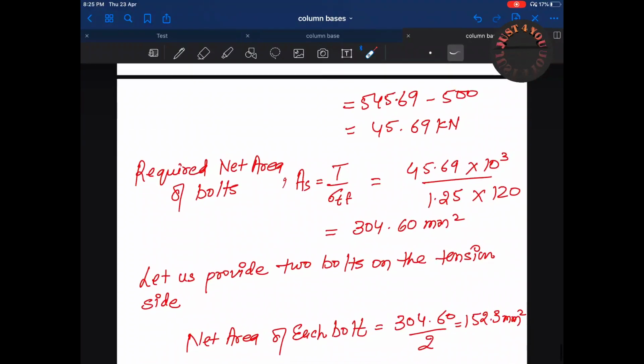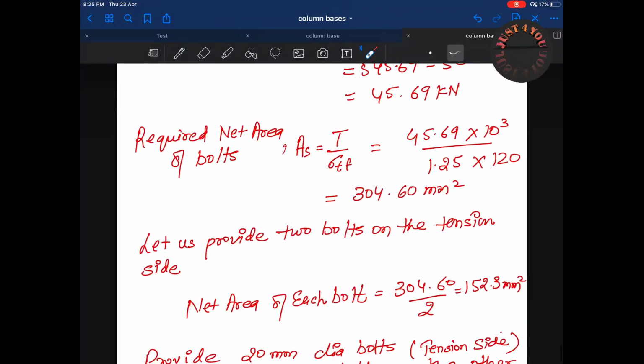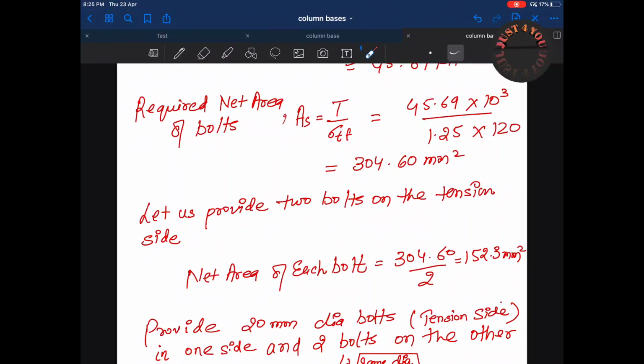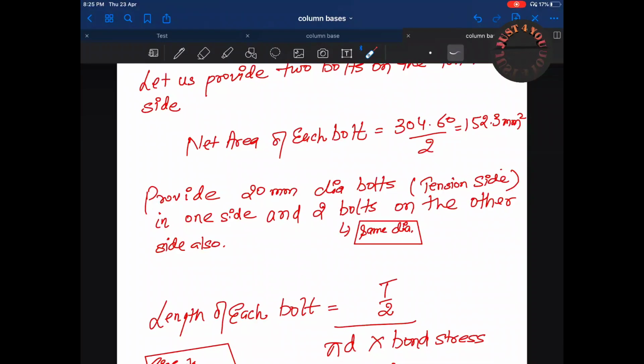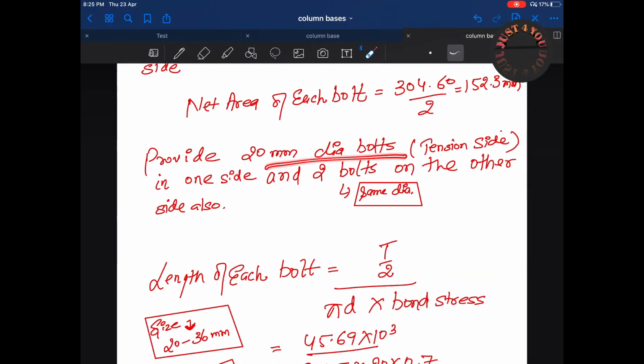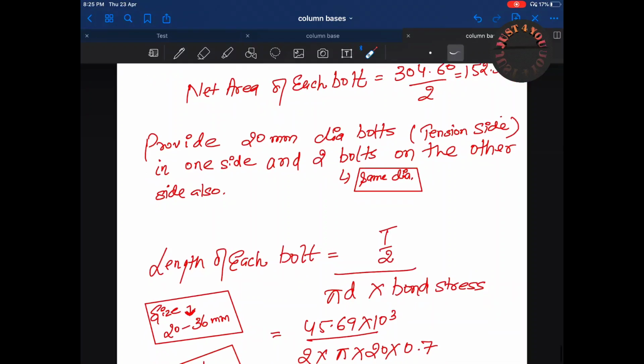This is the area required for the bolts. Now we provide 2 bolts on the tension side. The net area of each bolt will be 304.60 upon 2, and we get 152.3 mm square. So we can provide 20 mm diameter bolts on the tension side, and 2 bolts on the other side of the same diameter. Now you have to remember that the size of the bolt should be between 20 to 36 mm. So I am choosing 20 mm diameter bolts.